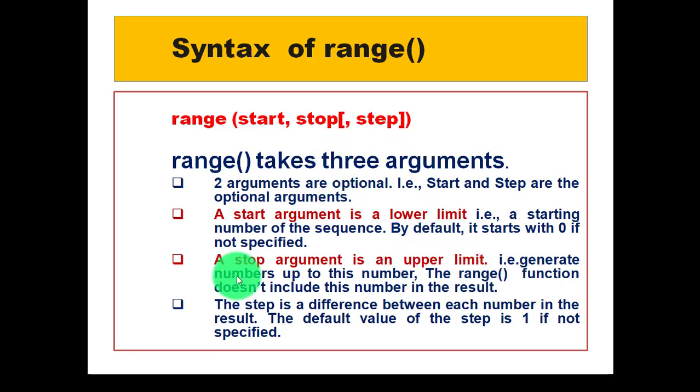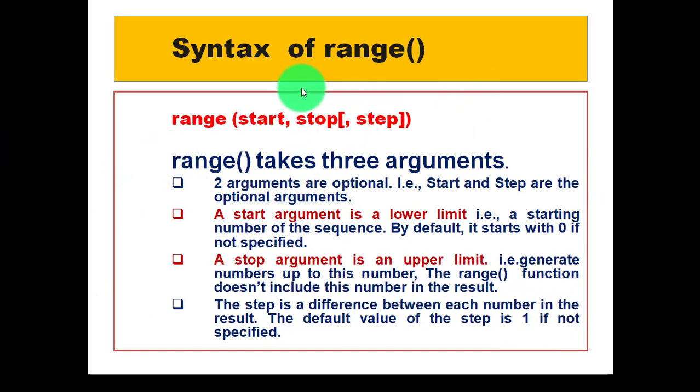Clear? Then step. Step is the difference between each number in the result, and its default value is 1 if not specified. Say start is 1 and stop is 10. If you have given step equal to 2, every time 2 will be added to the number. After that, to the number we got, again 2 will be added to get the next number, and so on. So 2 is the difference in that case. But if we do not provide any number, then it will by default take 1. Clear? So range, start, stop, step.